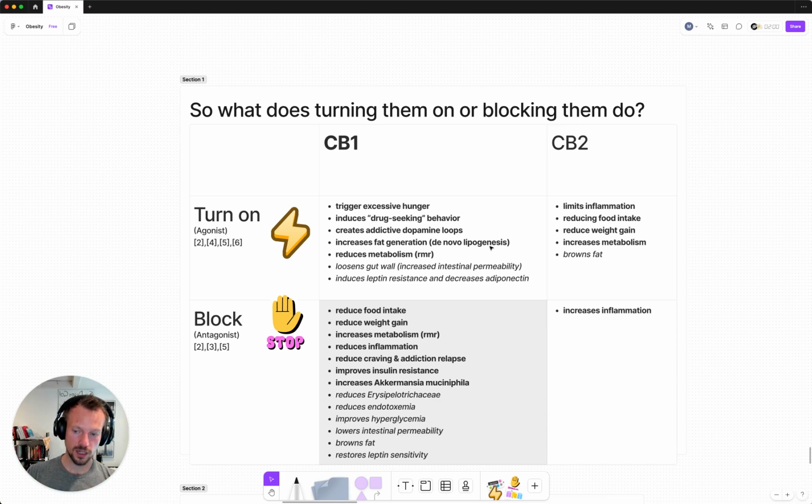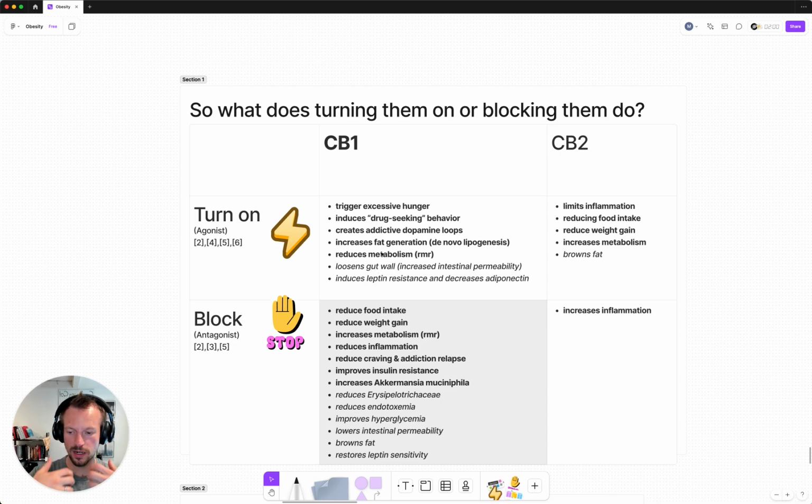So if you turn on CB1 and you're eating carbs, a calorie isn't a calorie. Your body will preferentially create more body fat from that as opposed to actually burning it for energy. It will reduce your resting metabolic rate, reduce your metabolism. Now the stuff here that is in italics and not bolded is just a bit more technical, but I had it here. It loosens the gut wall.